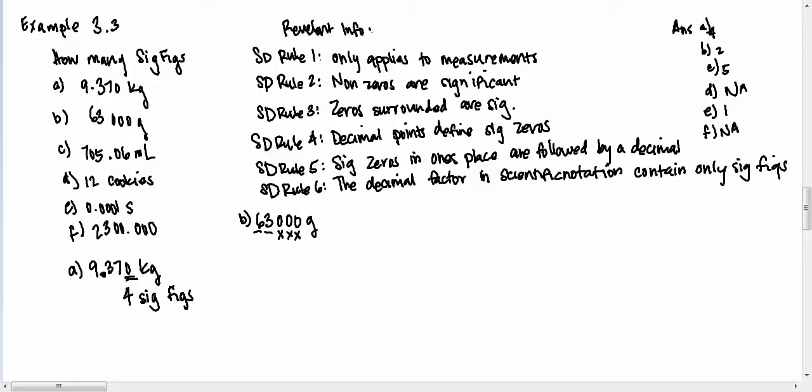I still need them, not because they're significant, but because I couldn't write that number 63,000 without them. I have to have something to hold the space while I put in my 63. If I were to write this in scientific notation, I would write 6.3 times 10 to the 4th power grams, because you can see that if you took the decimal place and moved it 4 times to the right, you would get this number above.